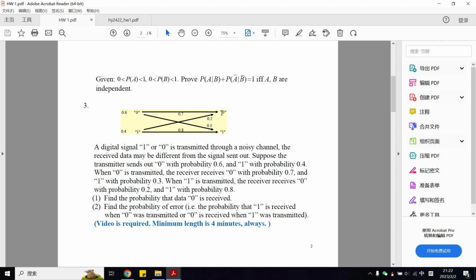So according to problem 3, we need to first find the probability that data 0 is received. From the figure we can see that data 0 received can consist of two parts. The first one is that when 0 is transmitted, the receiver receives 0, and the second one is that when 1 is transmitted, the receiver receives 0.